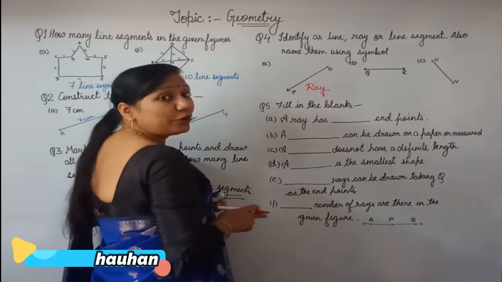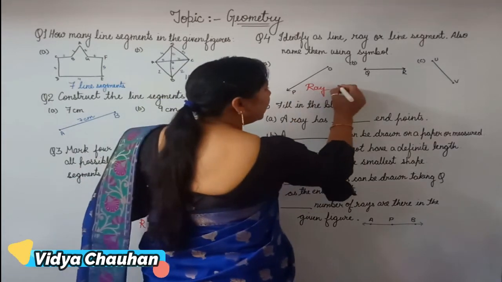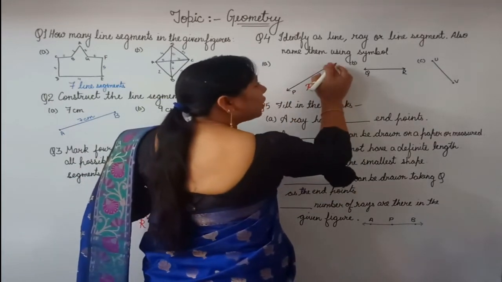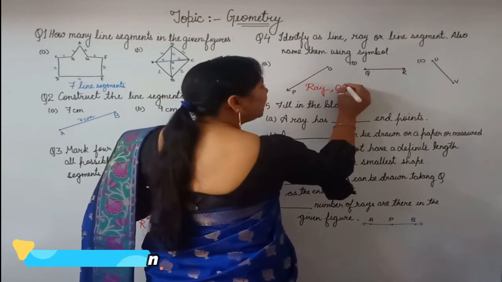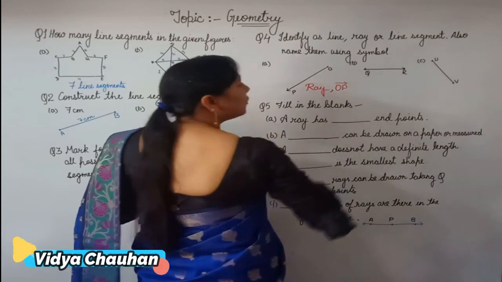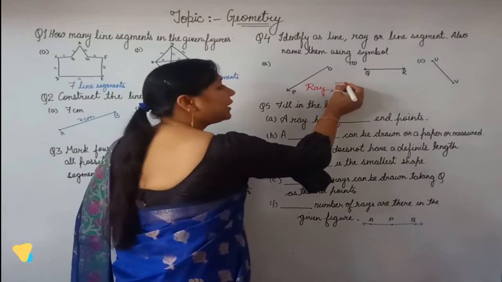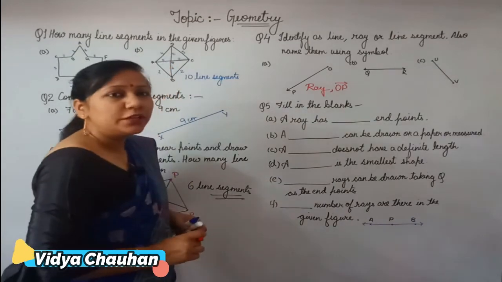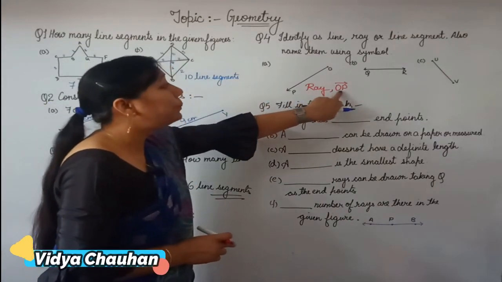And then you have to name it. Right students? So naming of this will be from the fixed point to the extendable point. So that is OP and use the symbol of ray. So this is the symbol of ray. One point is fixed and another point with an arrow. So it's a ray and it is written as ray OP.